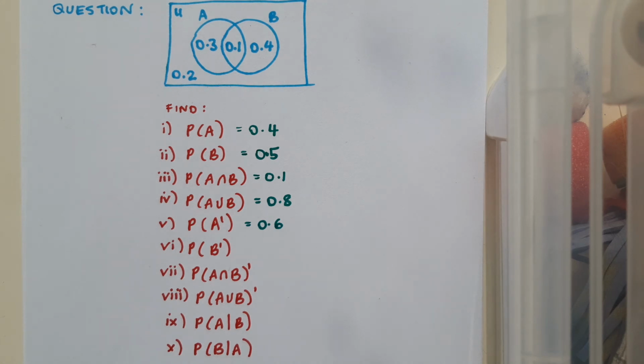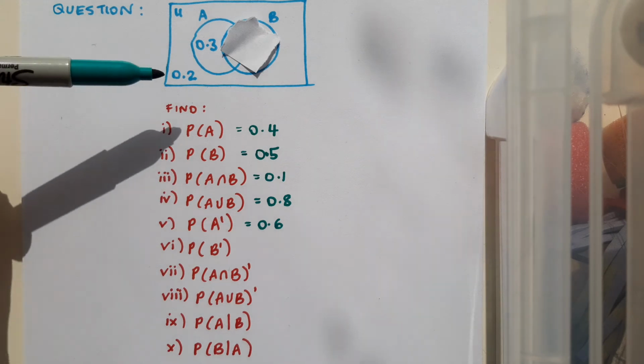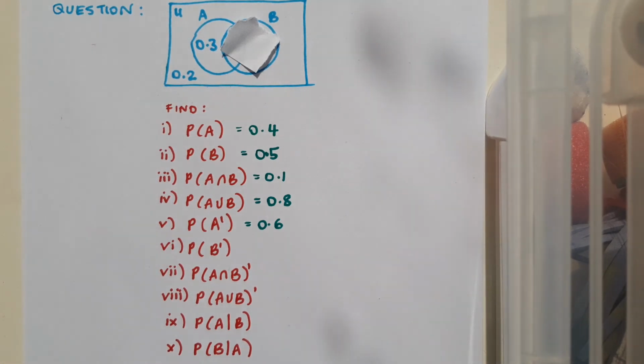Next, I have the probability of B complement. Same idea, I want to find what's outside of B. What's the chances of stuff that's outside of B happening? So I'm going to cover over the B set. And my answer will be made up of the regions that are still visible. So in this case, I've got 0.2 and 0.3, making 0.5.